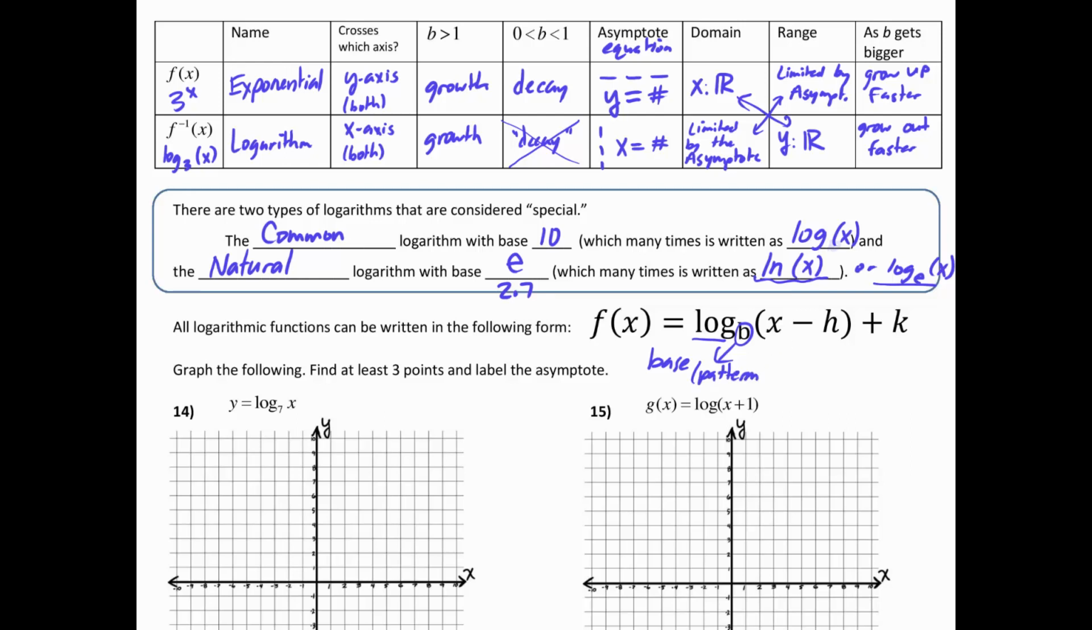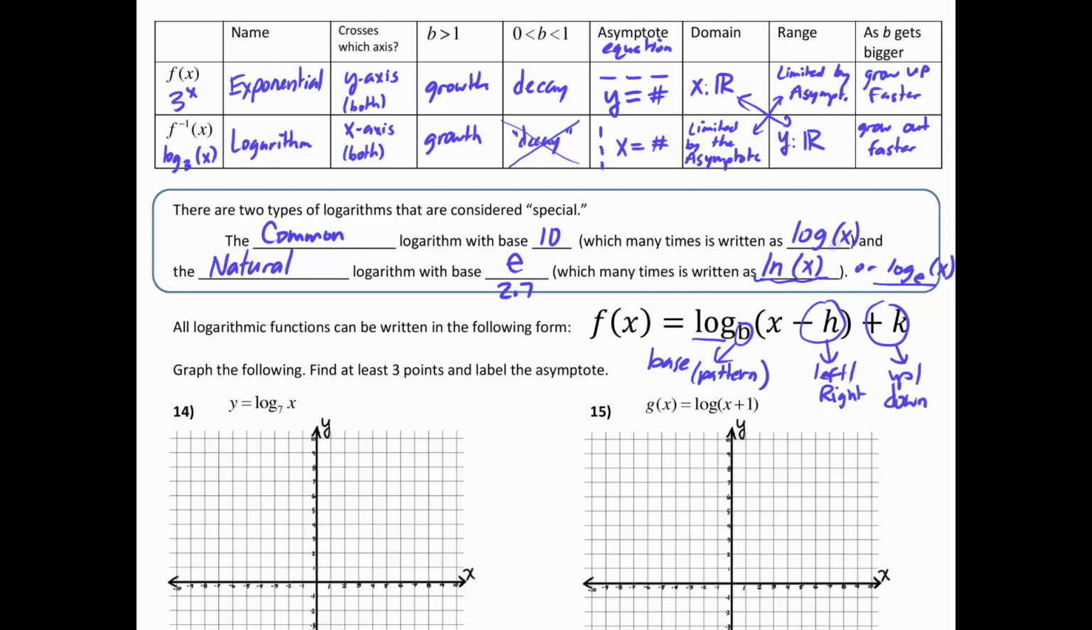And usually, this will be a number bigger than 1. We won't do little fractions. We won't do negatives down there. That's weird stuff. In fact, negatives down in the base kind of break logarithms, like negative bases of exponents broke exponents. So if we look inside, a negative h here moves us left or right. And then at the end, plus k, that's up or down.